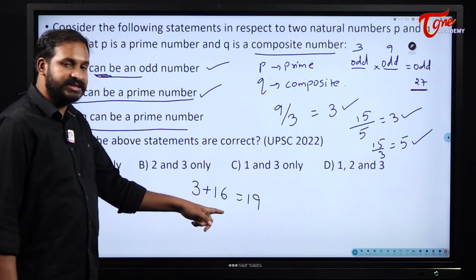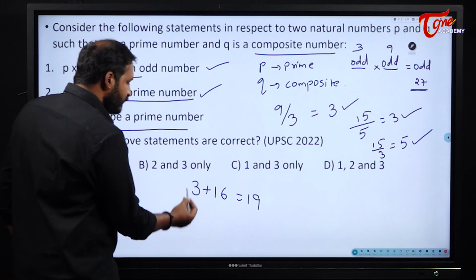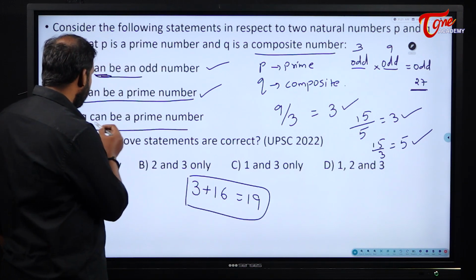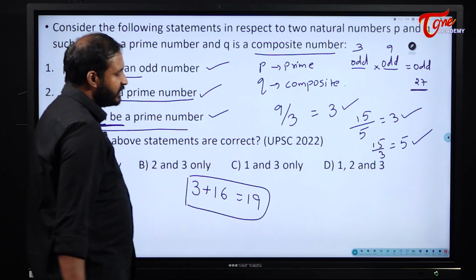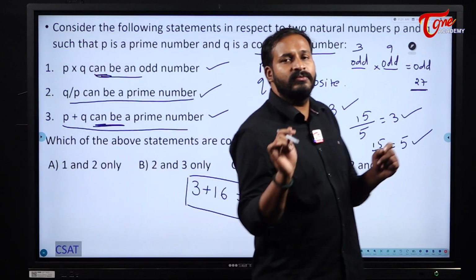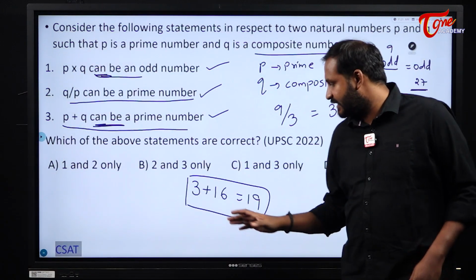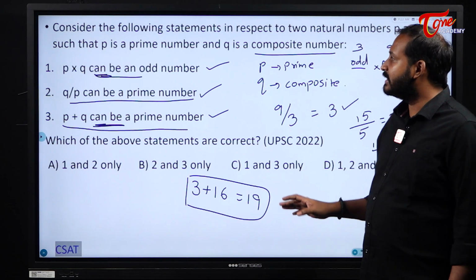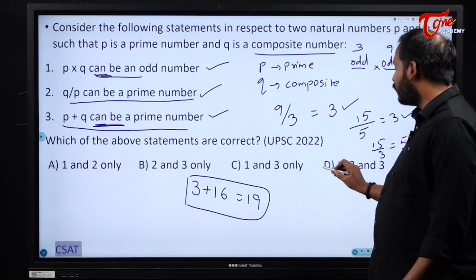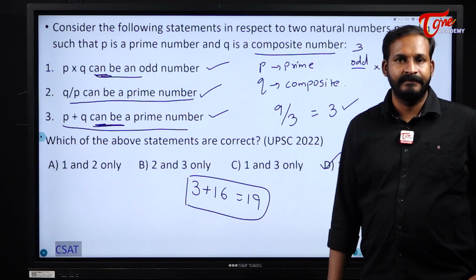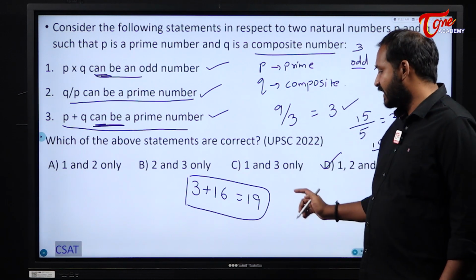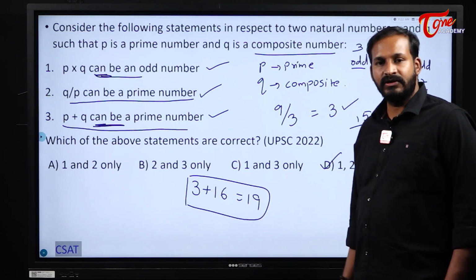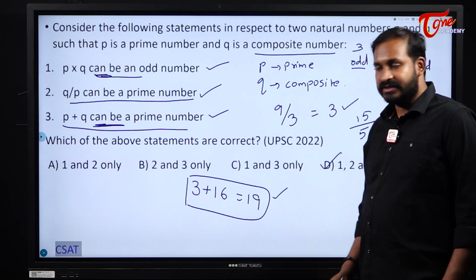3 is a prime number, 16 is a composite number. One value is satisfied, right? That means this is also true. It is up to you students, take any value just to make them true. If one value satisfies, that is enough. We can tell our answer as a perfect one. So here all the three conditions will be satisfied. So 3 plus 16 is equal to 19 is a perfect answer for us.